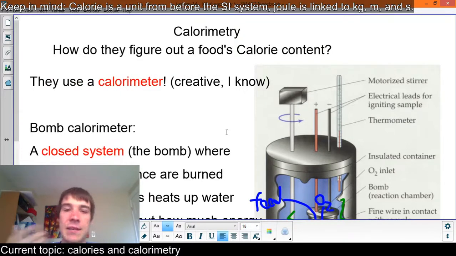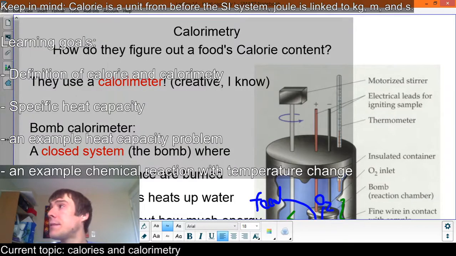And now they just have tables. They know that glucose has this many calories per gram and fat has this many calories per gram. They just put it all together and they figure out how many calories are in the food. Yeah, so that's calorimetry. That's what calorimetry is.